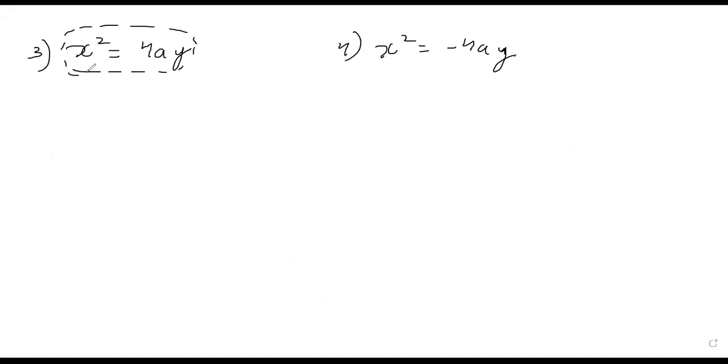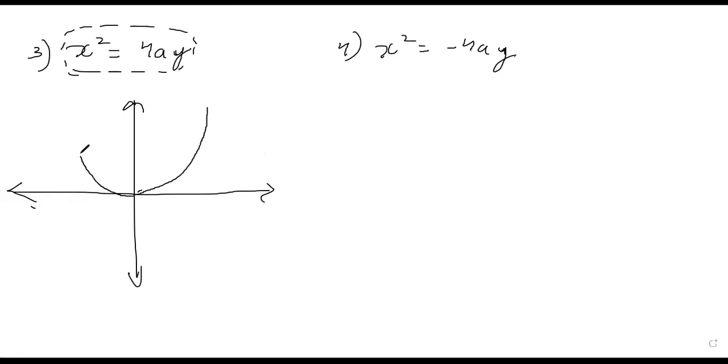Now there is another type of parabola, which is x square equals 4ay. There are four types of parabola, and the fourth one is x square equals minus 4ay. Can you guess what type of parabola this will be? Tell me how it will look on this graph. Would it be on the y-axis? Yes, it will be on the y-axis, and you can see y is positive here, so it will look like this.